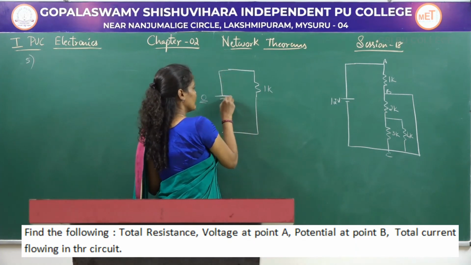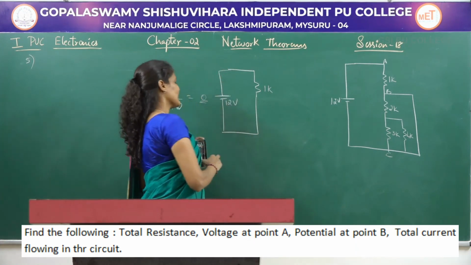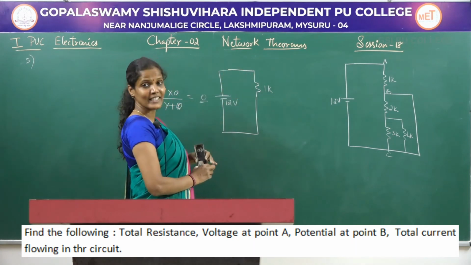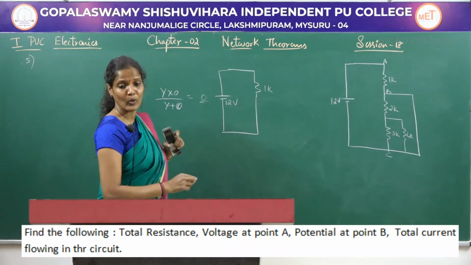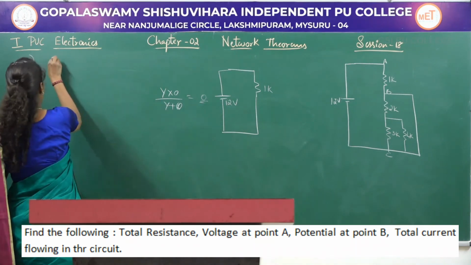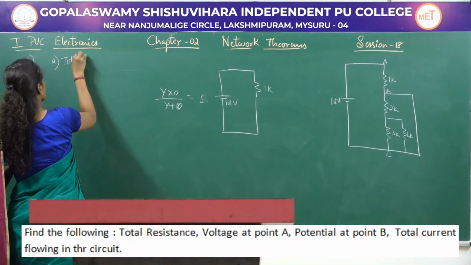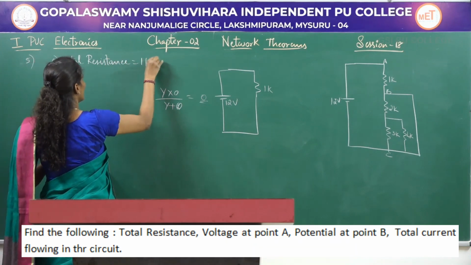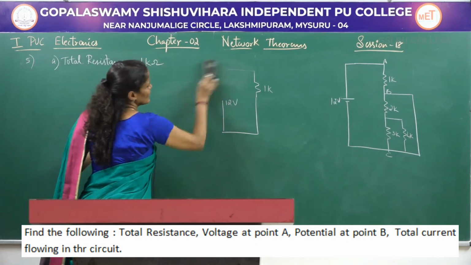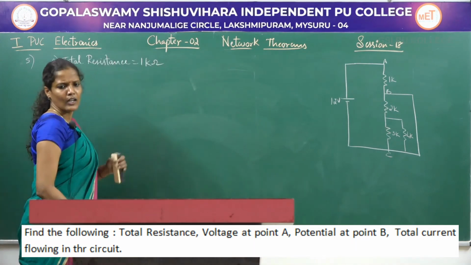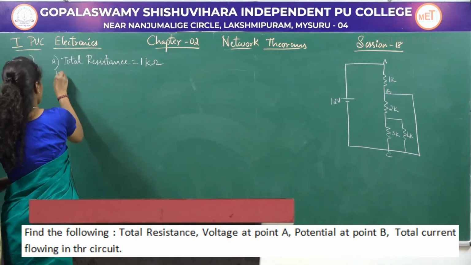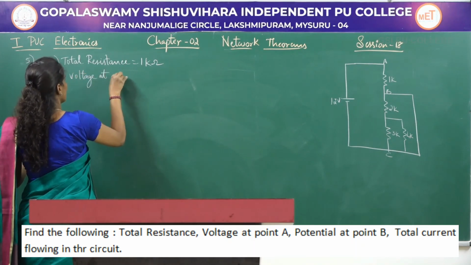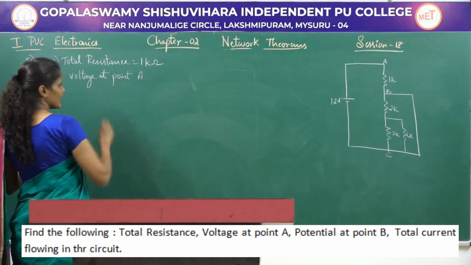So the final diagram will be like this, where it will be having only one voltage source whose value is equal to 12 volts and only one resistor whose value is equal to 1 kilo ohm. So the total resistance, the part A, total resistance is equal to 1 kilo ohm. Clear? Now the second part is voltage at point A.